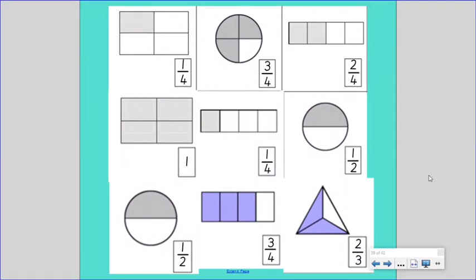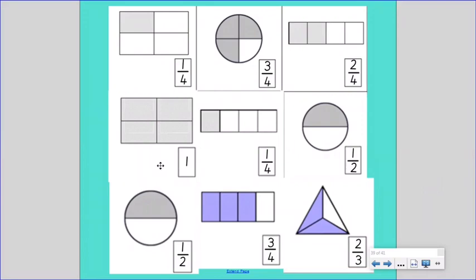So here are your answers. So I'd like you to compare the answers on the screen with the answers that you have got written down. So the first one is 1/4. Second one, going along here, is 3/4. Number 3 is 2/4, or if you have written down half, that is correct as well. Next one is 1 or a whole.